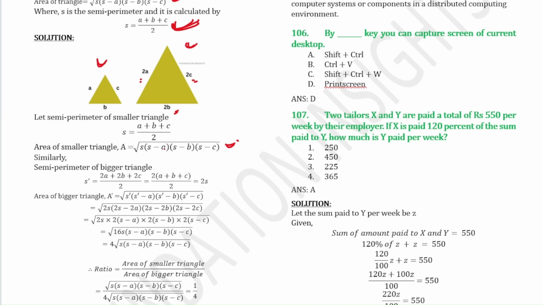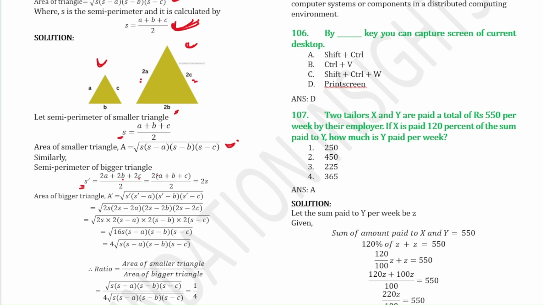Now to find the semi-perimeter of the bigger triangle. So for the semi-perimeter of the smaller triangle, we are denoting it as S, and then for the semi-perimeter of the bigger triangle, we will denote it as S dash. So put the values, that is the sides are different, right? So this plus this plus this, that means 2A plus 2B plus 2C divided by 2. Now if you observe here carefully, then you can take out 2 common, right?